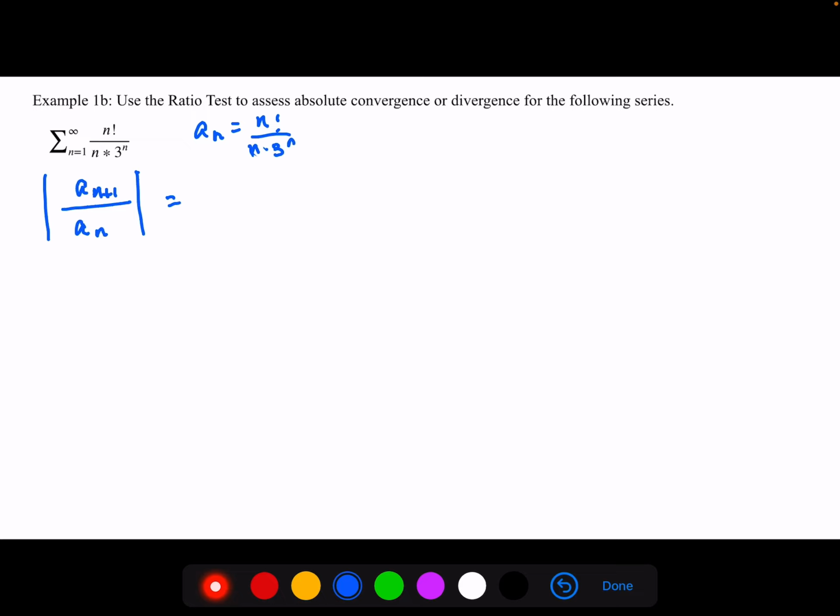So we have, substituting n plus 1 in for n, we have n plus 1 factorial divided by n plus 1 times 3 to the n plus 1. And now we need to divide it by a sub n. Or we can think of this as multiplying by the reciprocal of a sub n. So we have n times 3 to the n over n factorial.